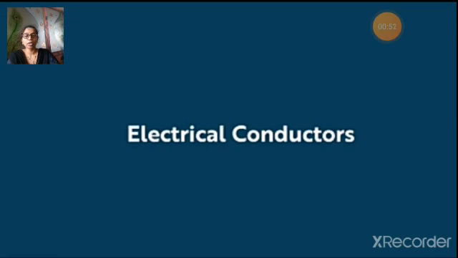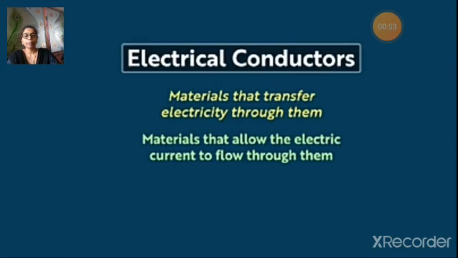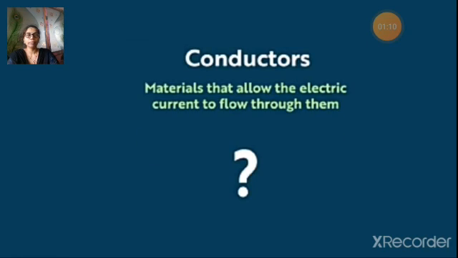So now, can we define it? Electrical conductors are the materials that transfer electricity through them, or even more precisely, they are the materials that allow electric current to flow through them. For simplicity, we will call them conductors. So, what are the examples of conductors?